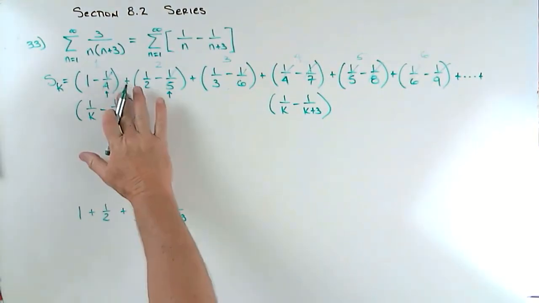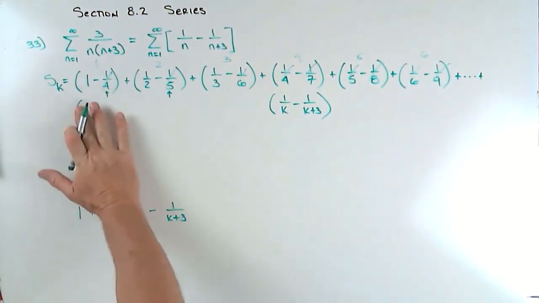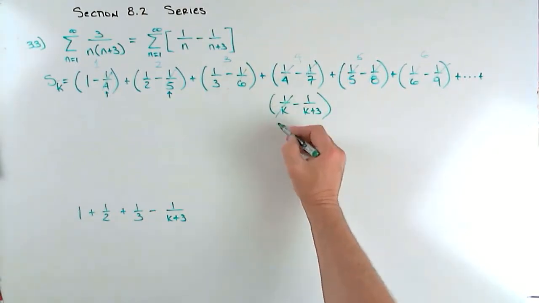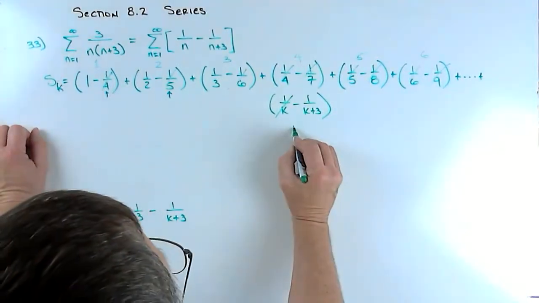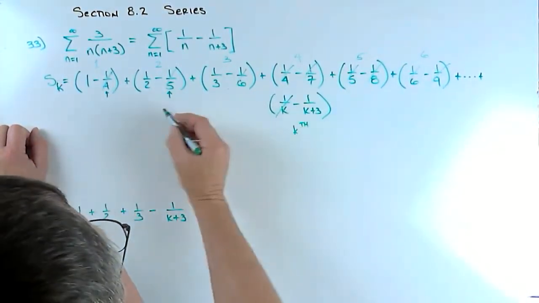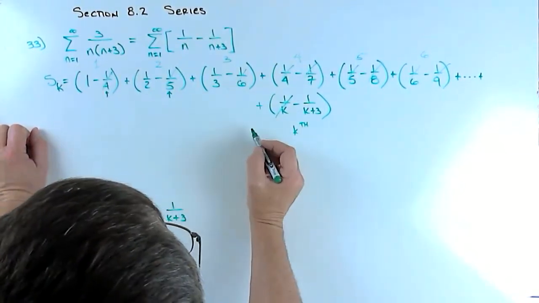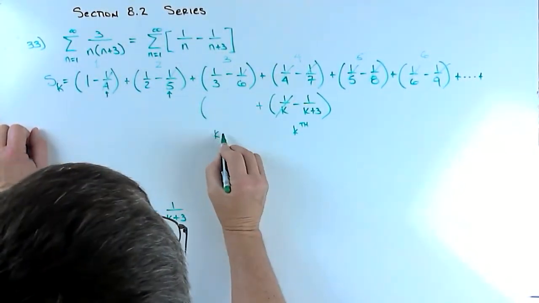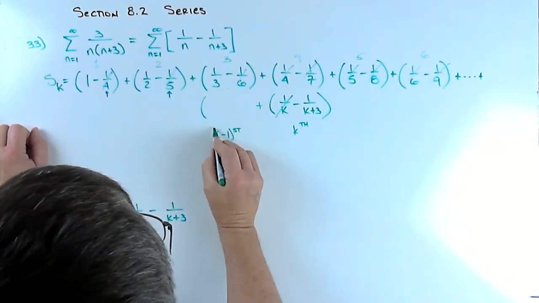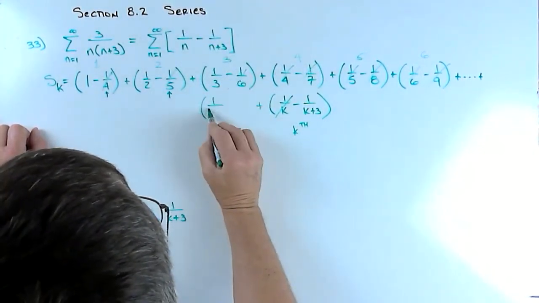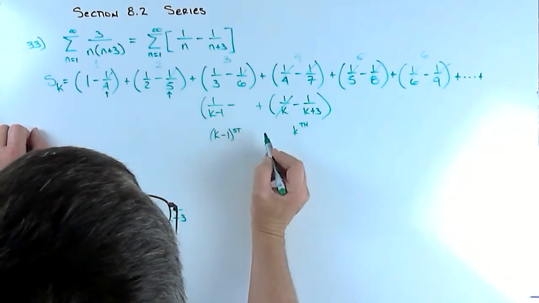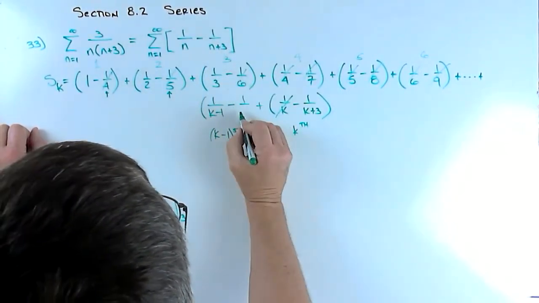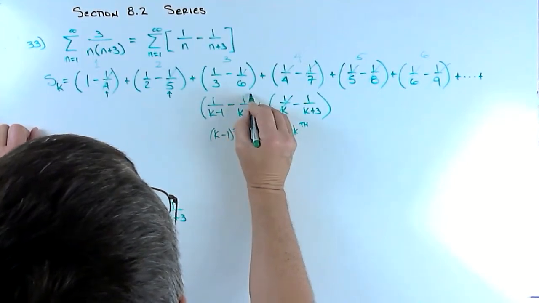Because we had to go 3 terms later to write down the term that was going to cancel the 1 over k. So this is our kth term. So we actually have to back up here. We have to go to our k minus first term. Now our k minus 1, right? This is our k minus first. That's going to be 1 over k minus 1 minus 1 over, and this is going to be k minus 1 plus 3. That's going to be k plus 2.